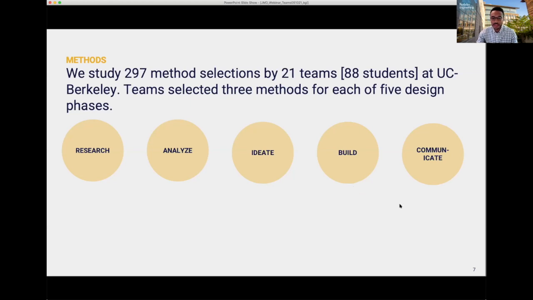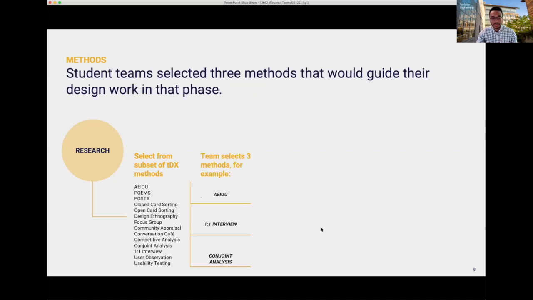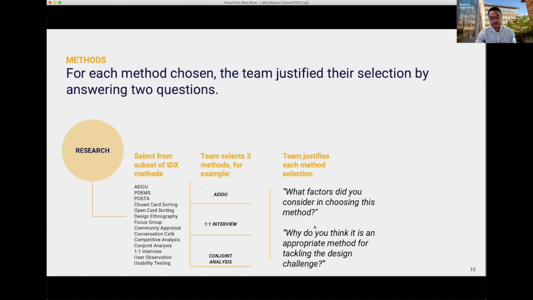I'll just give an example of what this looks like. In the research phase, they'll get a subset of methods to choose from that we've introduced in the course from the Design Exchange. And then we ask them to go in depth with 3 of those. They'll select 3 methods and then justify why they're using that method. They have to provide responses for the 2 following questions, which is, what factors did you consider in choosing this method? And why do you think it's appropriate method for tackling the design challenge?